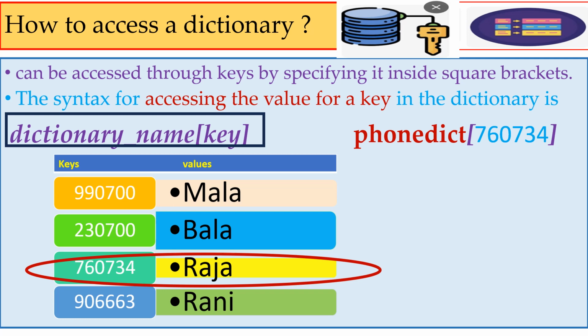Once we created the dictionary, we need to know how to access the dictionary, that is, how the key and the value pairs can be retrieved. The dictionary can be accessed through keys by specifying them inside the square brackets. So the syntax for accessing the value of a key in the dictionary is to specify the dictionary name, with the key value provided within the square brackets. With this we can very well access it. So this Raja can be retrieved by specifying the key within the square brackets.